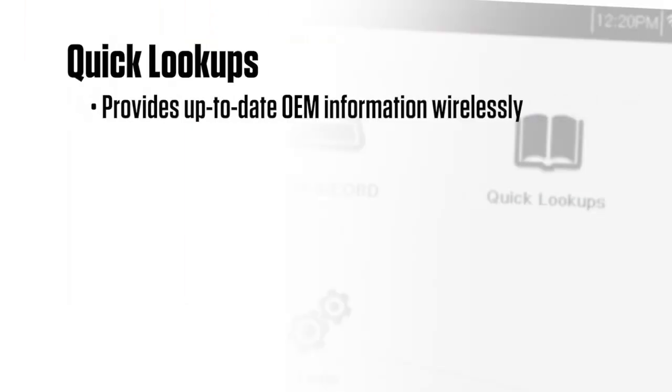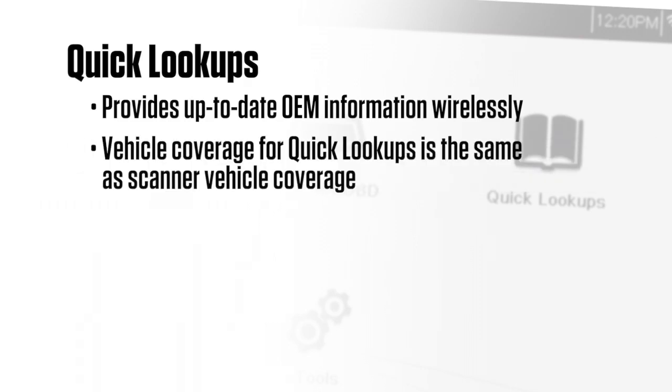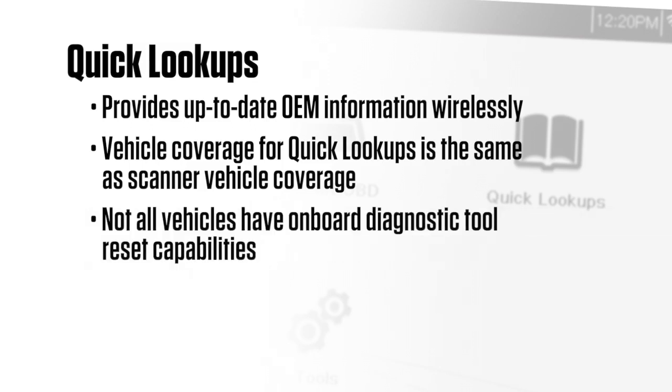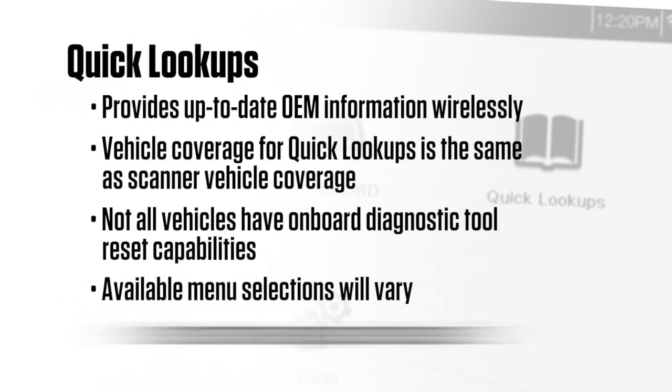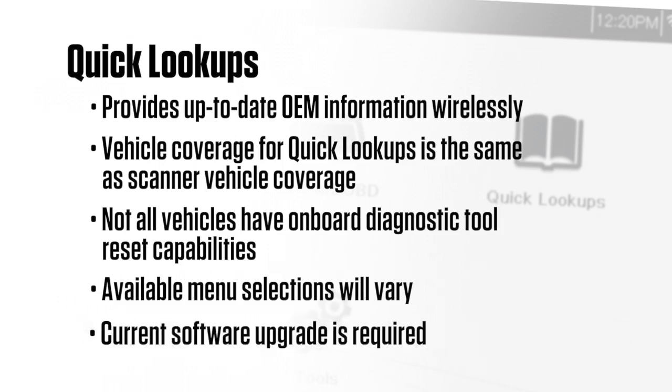Quick Lookups are an integrated Wi-Fi function that provides up-to-date OEM information on your diagnostic tool via a wireless network connection to the Snap-on network over the internet. Please note the following. Vehicle coverage for Quick Lookups is the same as the scanner vehicle coverage. Not all vehicles may have onboard diagnostic tool reset capabilities or have information available. To use the Quick Lookups feature, you must have the current software upgrade installed on your diagnostic tool.